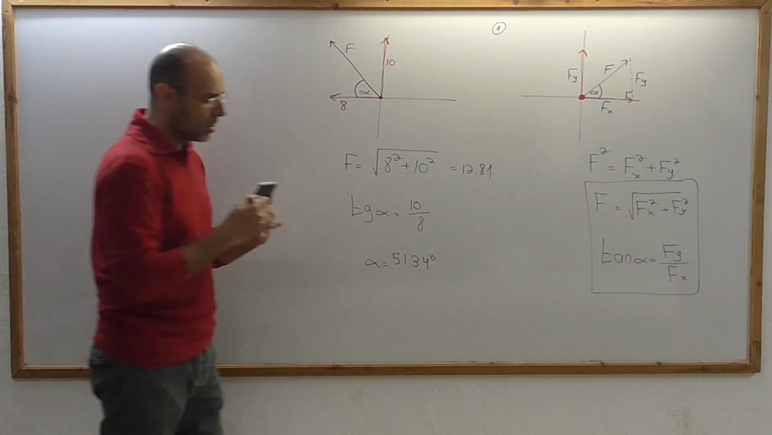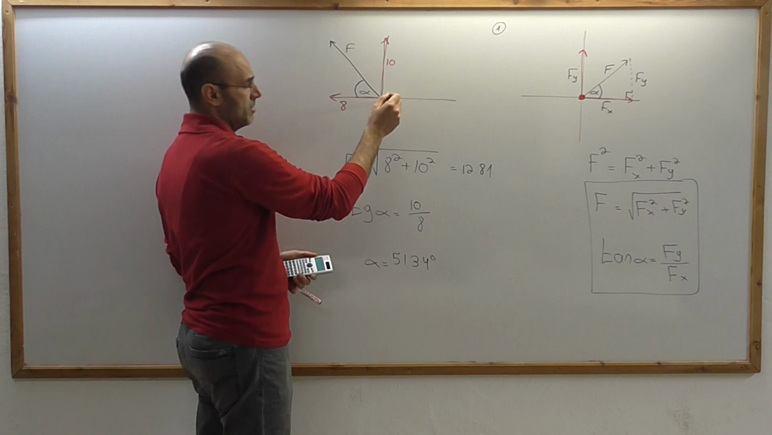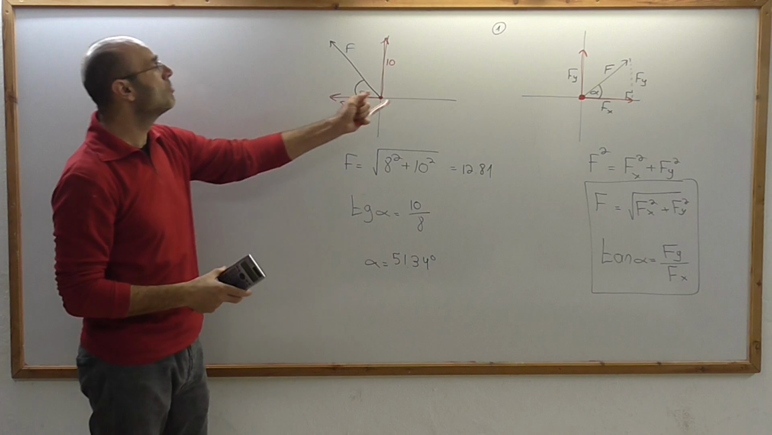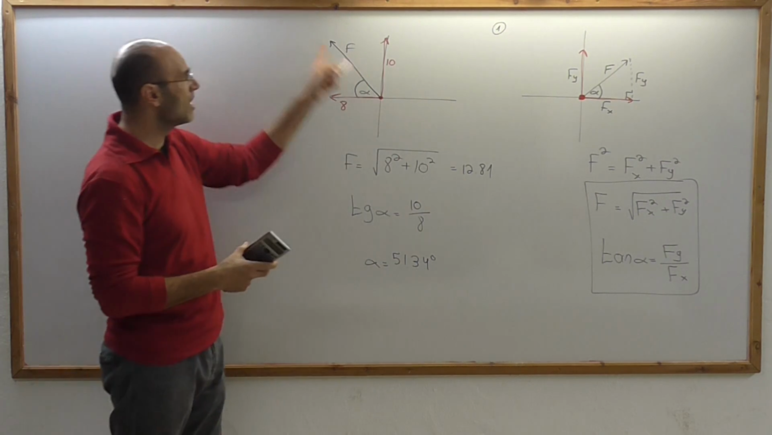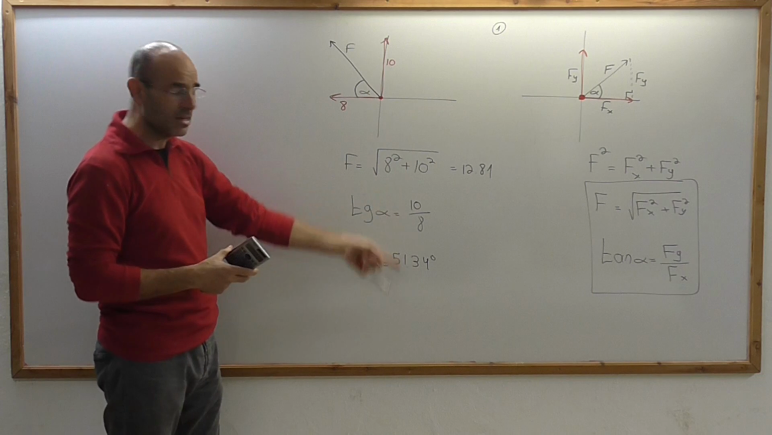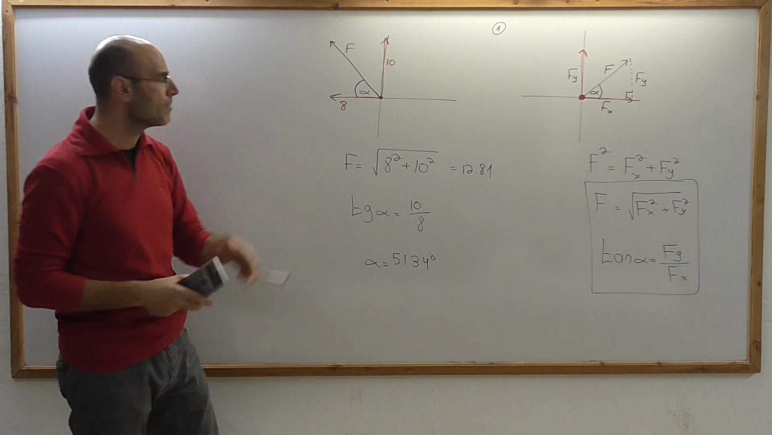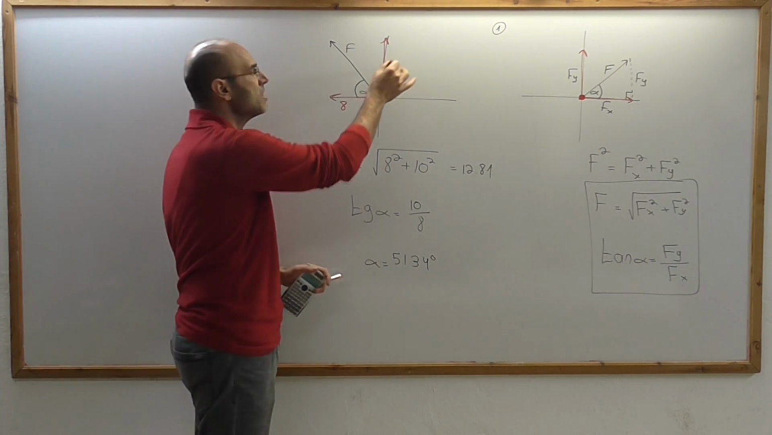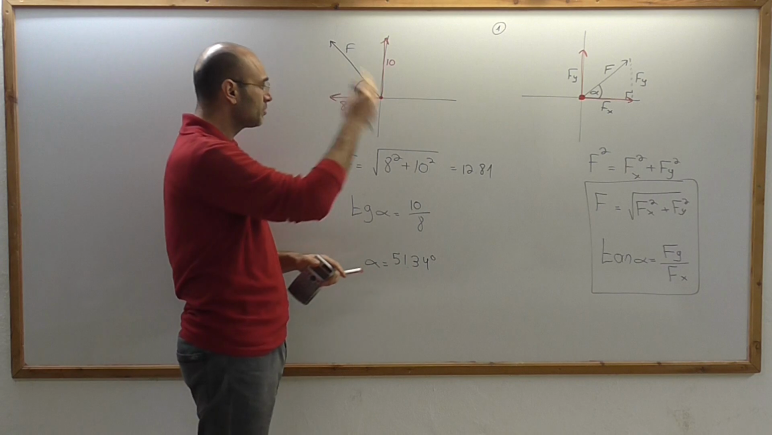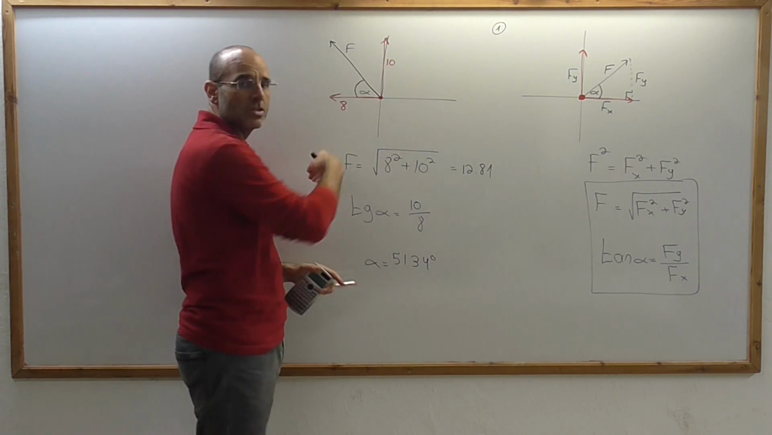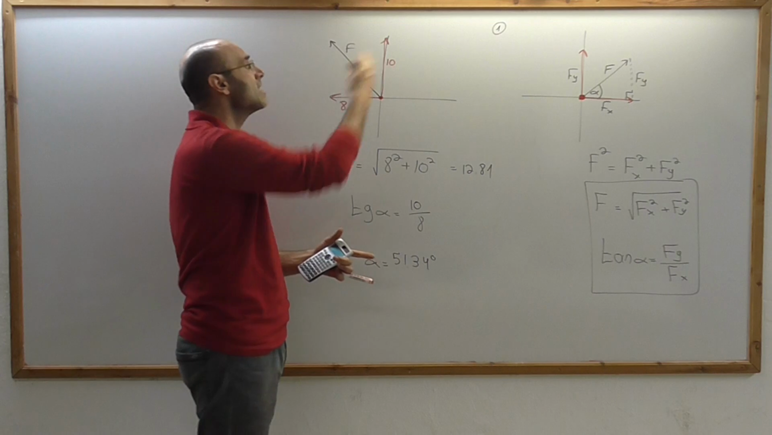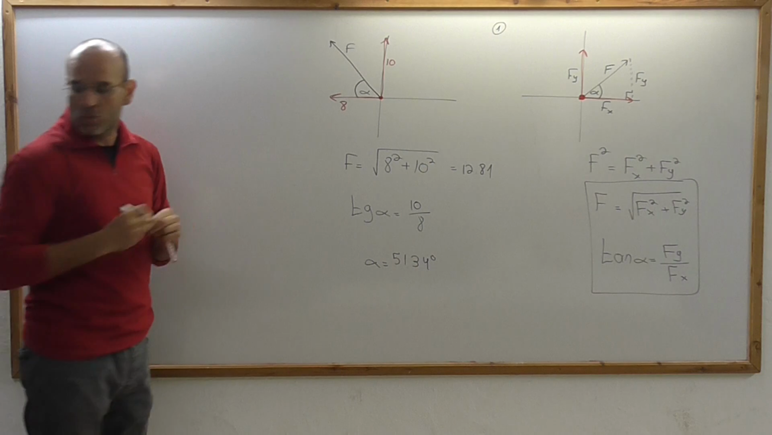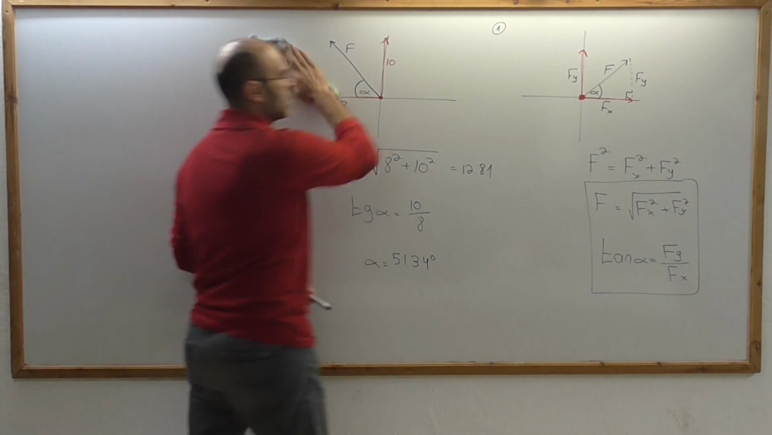51.34 degrees. So instead of pulling the ball upwards with the force of 10 and left with the force of 8, we can pull it with the force of 12.81 in this direction with this angle, and the ball will feel exactly the same. This vector is called the resultant vector of these two. It's a vector that is equivalent to these two. It will do the same thing as if these two were to act on the ball. Okay, now let's do more complex exercises.